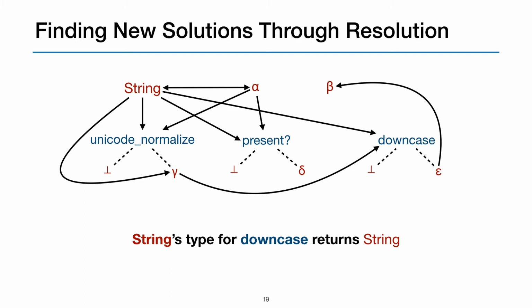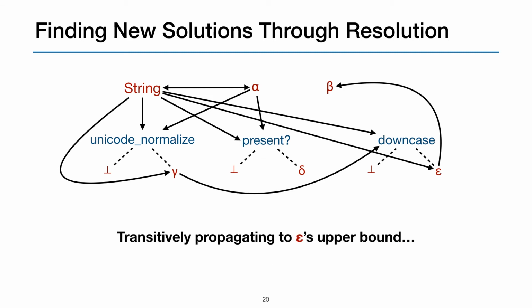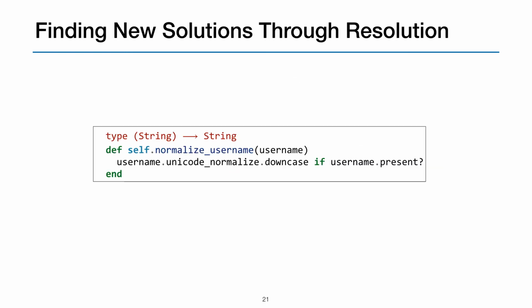Then we similarly look up string's type for the downcase method, find that it returns a string, and so we add string as a lower bound on epsilon, the return for this method. And finally, we transitively propagate string to epsilon's upper bound, which is beta. Because beta is a return type for our method, this means that we've found string as a solution for beta. So just by applying a single heuristic guess, we were able to generate the type annotation string arrow string for our method. This type is much more concise, easy to read, and probably what the programmer would actually write.